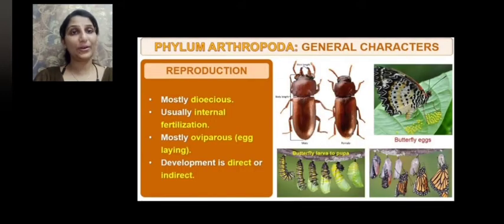And about its reproduction, mostly they are dioecious, that is, sexes are separate. Male and female sex organs are seen in different individuals, and usually the fertilization is internal. Most of them are oviparous, that means they are egg laying. Oviparous means egg laying organisms. And development can be direct or indirect. That means it can have a larval stage or it cannot. We can see a larval stage in the case of butterflies.